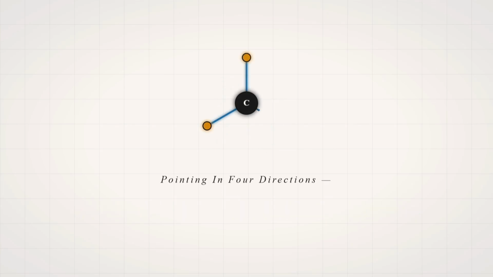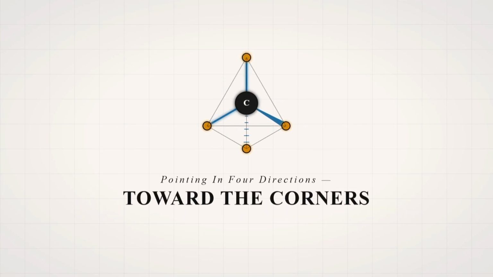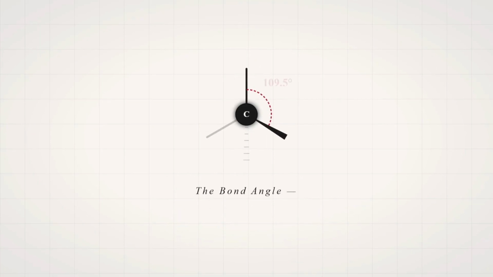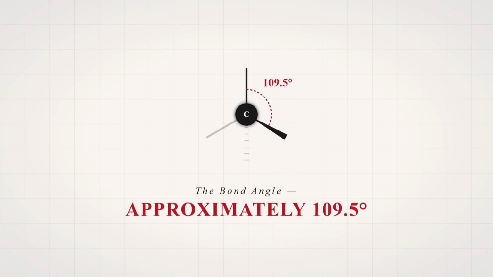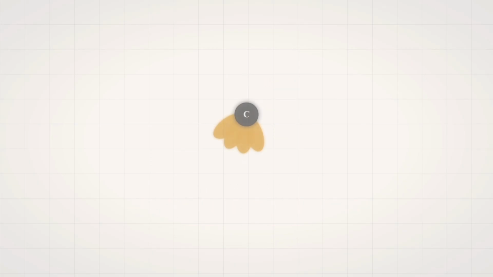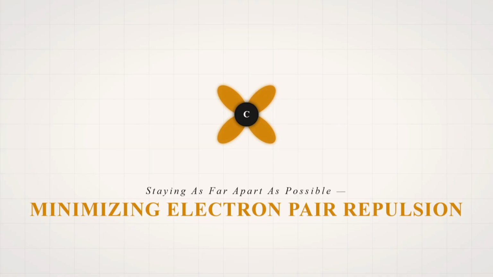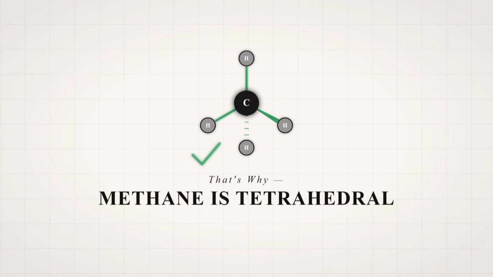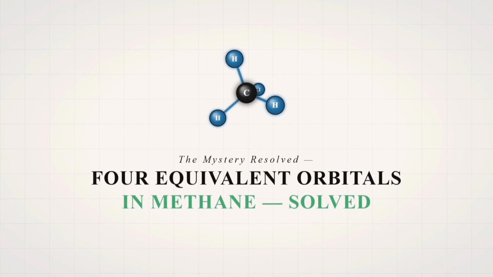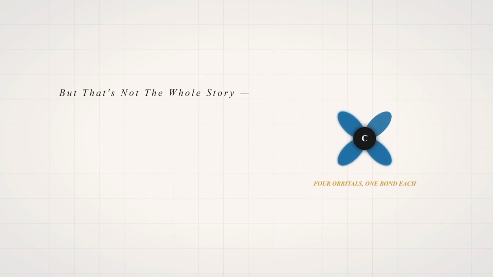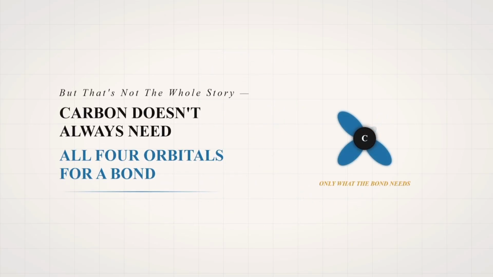These orbitals point away from the carbon atom in four different directions, toward the corners of a tetrahedron. The angle between any two of these directions is approximately 109.5 degrees. This arrangement allows the bonding orbitals to stay as far apart as possible, which helps minimize electron pair repulsion. And that's why methane has its characteristic tetrahedral geometry. So now, the mystery of four equivalent orbitals in methane is solved. But carbon doesn't always need all four orbitals for single bonds.